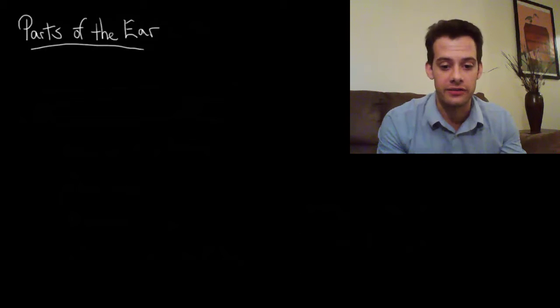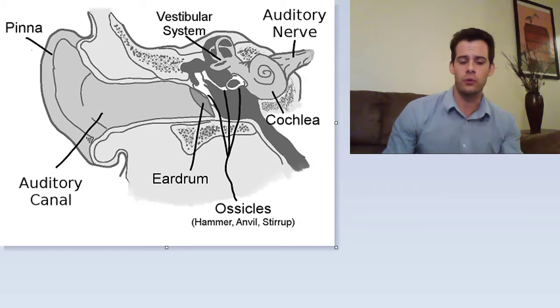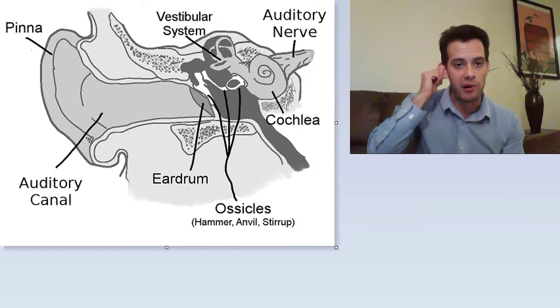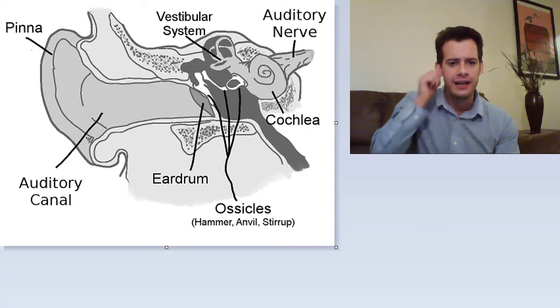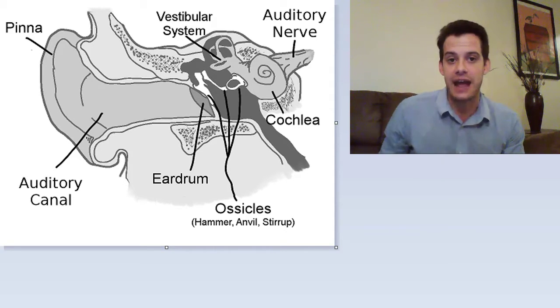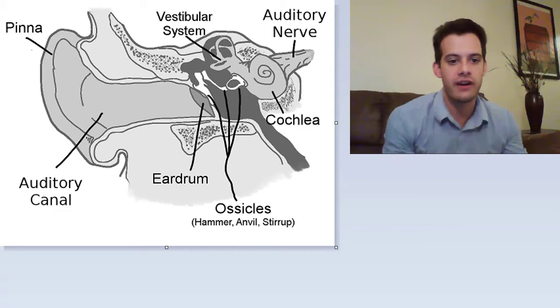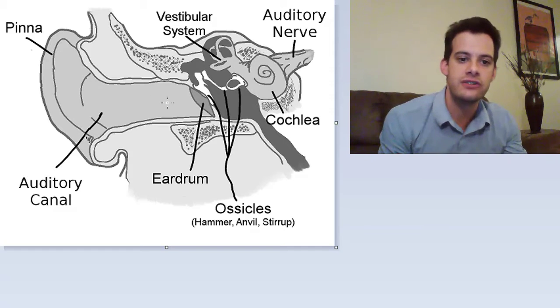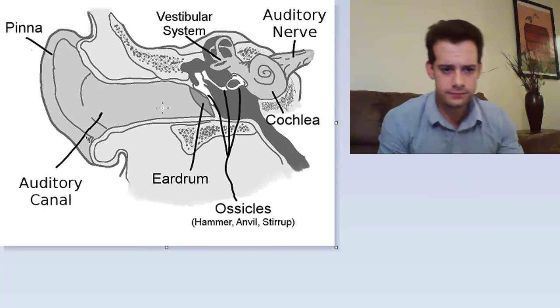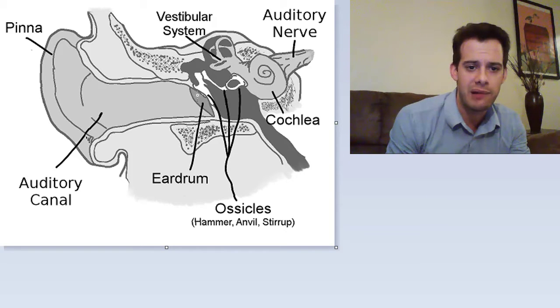So, here's a diagram of an ear, and we start with the sort of fleshy outer part of the ear that's sticking out of your head here, and it's essentially a funnel. And this catches sounds, or it helps to catch the sounds around you. So sounds are directed through this funnel, the pinna, into the auditory canal. And when they get to the end of the auditory canal, what happens is they vibrate the eardrum.